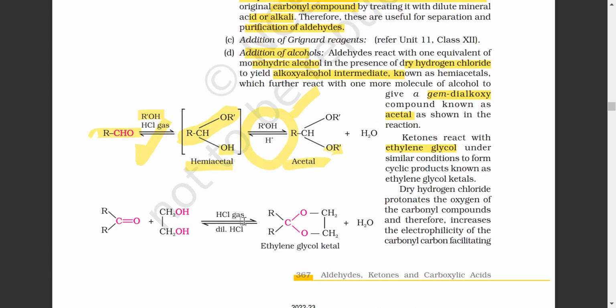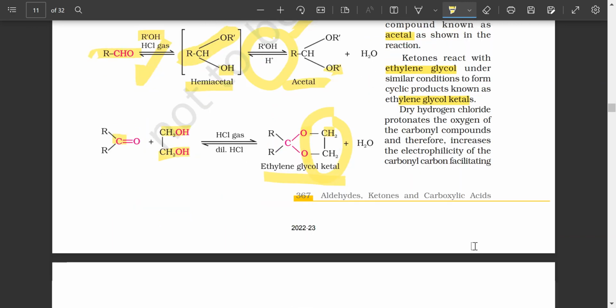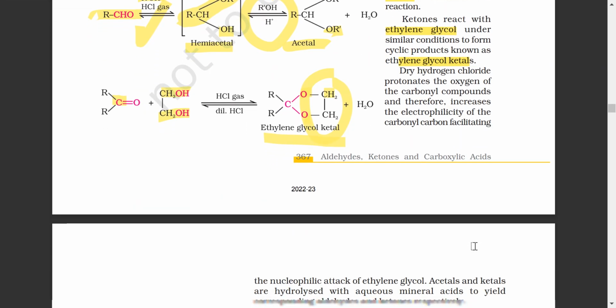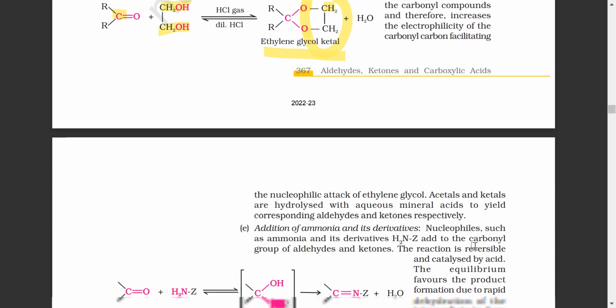Ethylene glycol, this is a vicinal diol, fine, under similar conditions to form cyclic products known as ethylene glycol ketals. Now here we will get a ketal, okay. This is a cyclic product, fine, this is our C. The O and O attach to it like this, and the CH2 groups, this glycol basically, adds on both sides to our carbon, and this is a ketal and this is a cyclic product. Dry hydrogen chloride protonates the oxygen of the carbonyl compounds and therefore increases the electrophilicity of the carbonyl carbon, facilitating the nucleophilic attack of ethylene glycol.